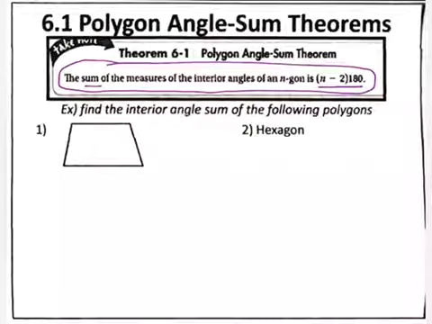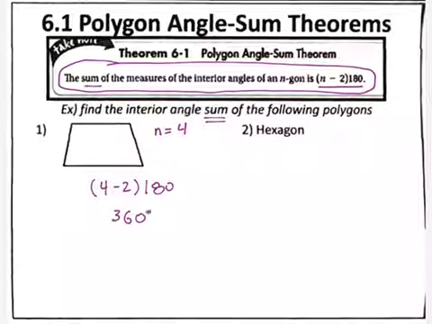So in order to find the interior angle sum of a polygon, you have to know how many sides it has. So in example 1, our polygon has 4 sides. So to find its angle sum, we're going to take 4 minus 2 times 180. In this case, we get that the interior angle sum of this polygon is 360 degrees.